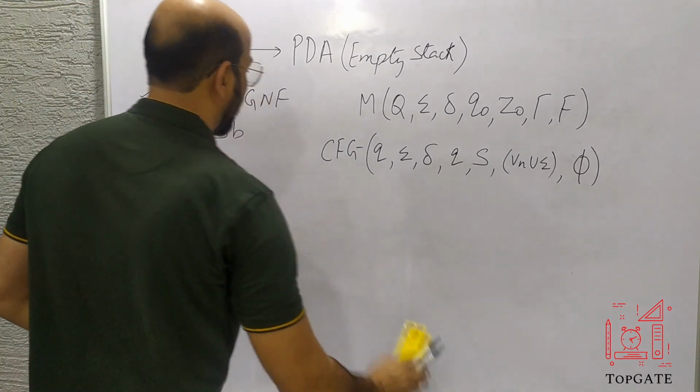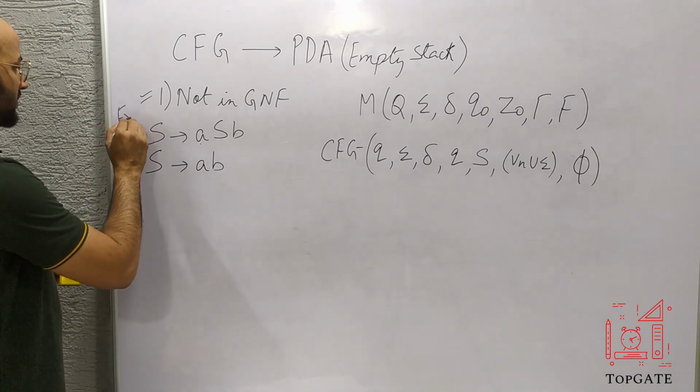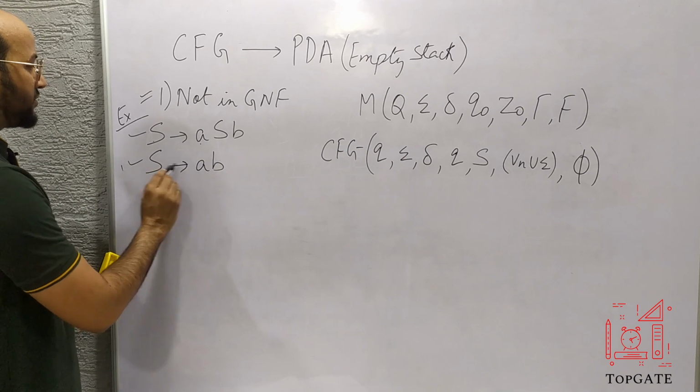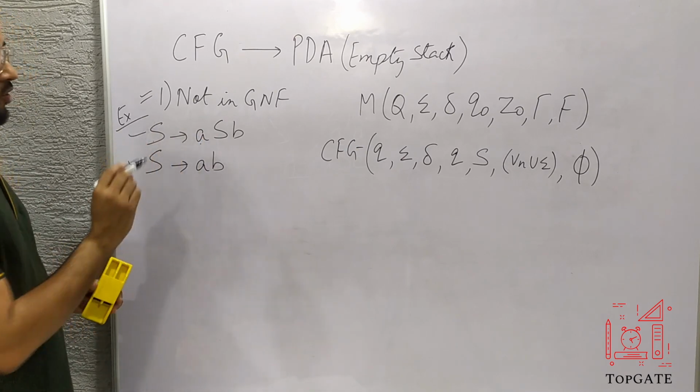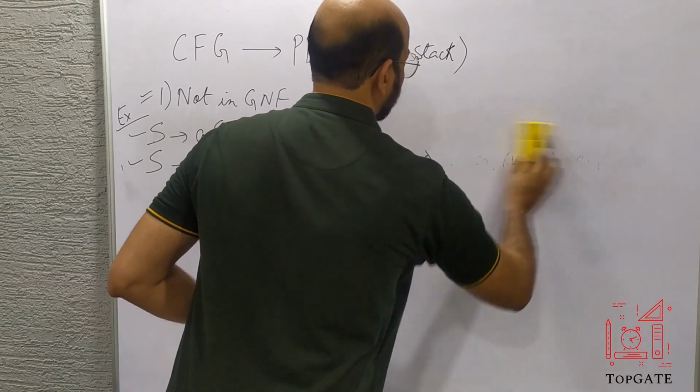Now let's come to this question, that is, we have an example. Say this is an example, and in this example we have two productions, S tends to ASB and S tends to AB, and both are not in GNF. So let's start doing this.